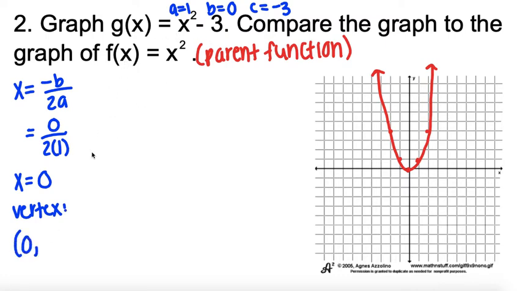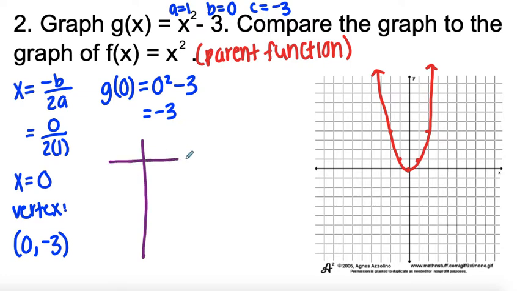And then I need to find my y coordinate. So to find my y, I need to plug in 0 into my function. So instead of x, I'm going to have 0 squared and still have my minus 3. Well, 0 minus 3, that just gets me negative 3. So that means my vertex is at 0, negative 3.